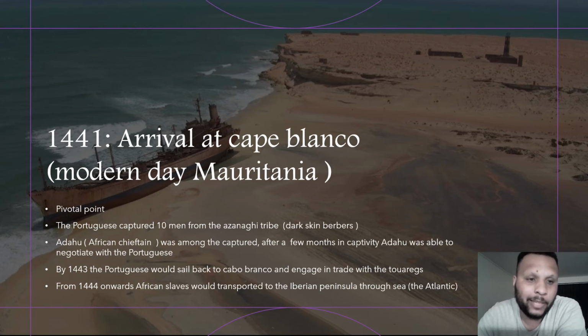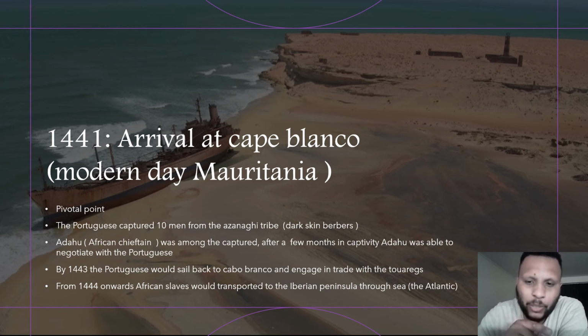But even before that, there was already a lot of African DNA in the Iberian Peninsula, even after the fall of all Moorish kingdoms. The last kingdom to fall was the kingdom of Granada in 1492, the same year Christopher Columbus navigated to the Americas. But a lot of people from the Iberian Peninsula do have African genetics, an African bloodline. But going back to the topic, they supposedly captured Adahu in 1441.